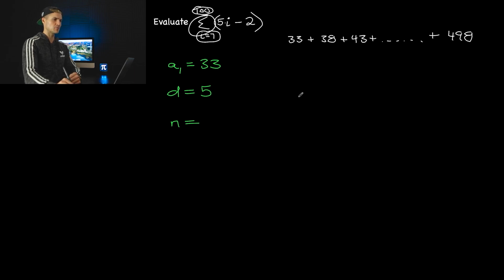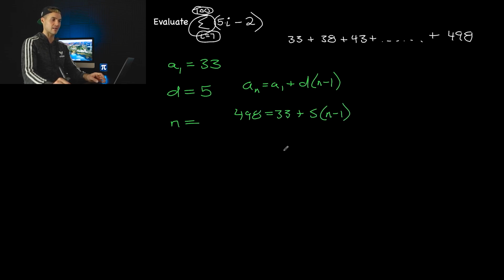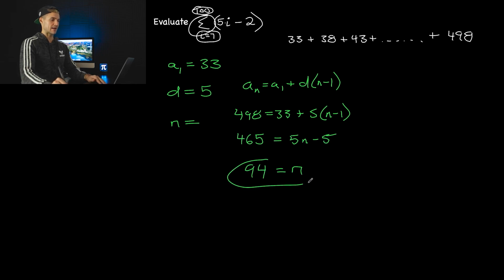There are a couple of ways we could do this. We know what the last term is, so we could plug that into the sequence formula, a_n equals a_1 plus d times the quantity n minus 1. So we'd have 498 equals 33 plus 5 times the quantity n minus 1, and then solve for n. When you do that algebra, you get an n value of 94, meaning there are 94 of those terms.